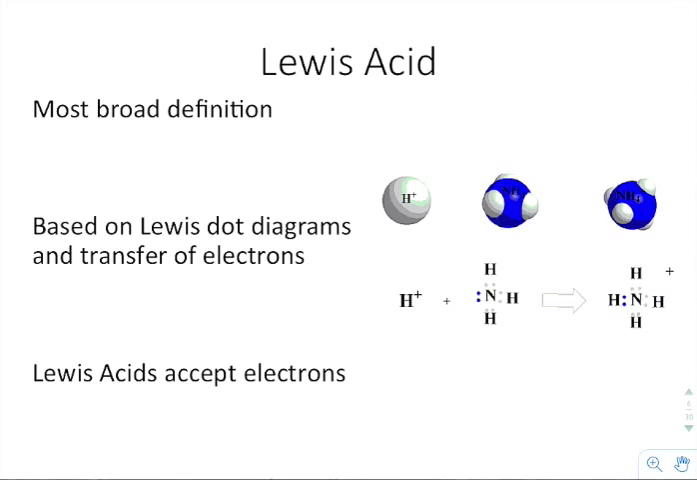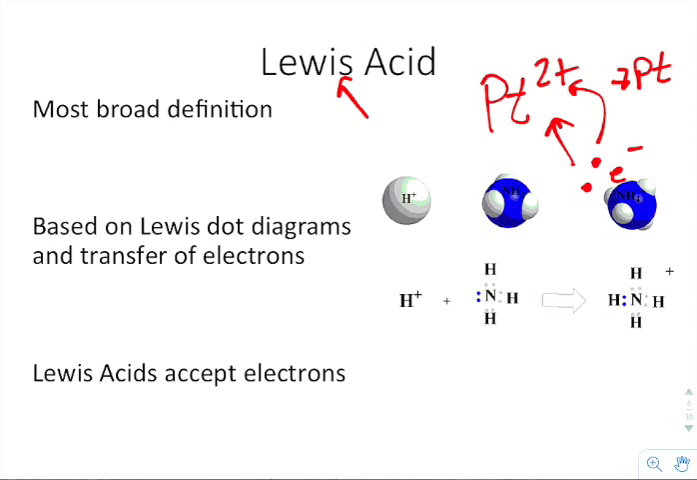Okay, there's a couple of different definitions though for acid. We're going to start off with the most broad definition, and that's that of a Lewis acid. A Lewis acid is something that can accept electrons. So if you have something like, let's say, platinum 2+, platinum 2+ has the ability to accept 2 electrons. 2 electrons can come in and make this Pt with no charge. So this platinum 2+ would meet the definition of what we call a Lewis acid.